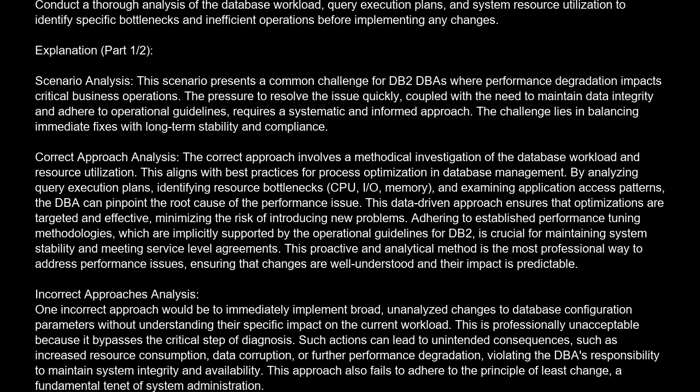Incorrect approach analysis. One incorrect approach would be to immediately implement broad, unanalyzed changes to database configuration parameters without understanding their specific impact on the current workload. This is professionally unacceptable because it bypasses the critical step of diagnosis. Such actions can lead to unintended consequences, such as increased resource consumption, data corruption, or further performance degradation, violating the DBA's responsibility to maintain system integrity and availability. This approach also fails to adhere to the principle of least change, a fundamental tenet of system administration.